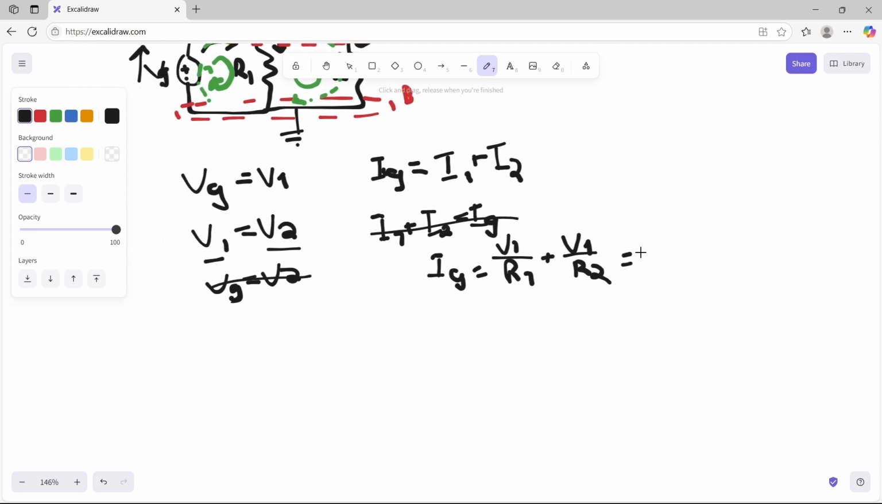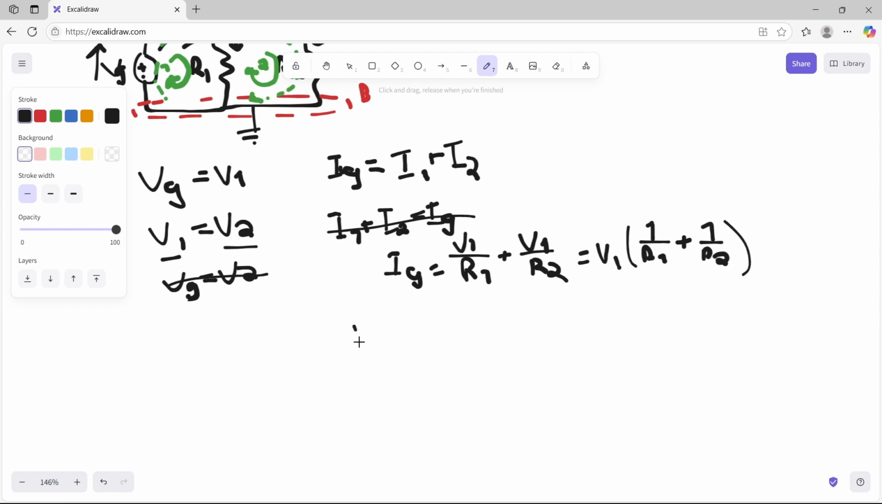So now we can draw, okay, V1, and then we've got this 1 over R1 plus 1 over R2. I'm realizing that my handwriting is not great with this mouse. I might need to fix this up. And then we go, okay, so V1, if we wanted to calculate that voltage, is going to be IG divided by 1 over R1 plus 1 over R2.